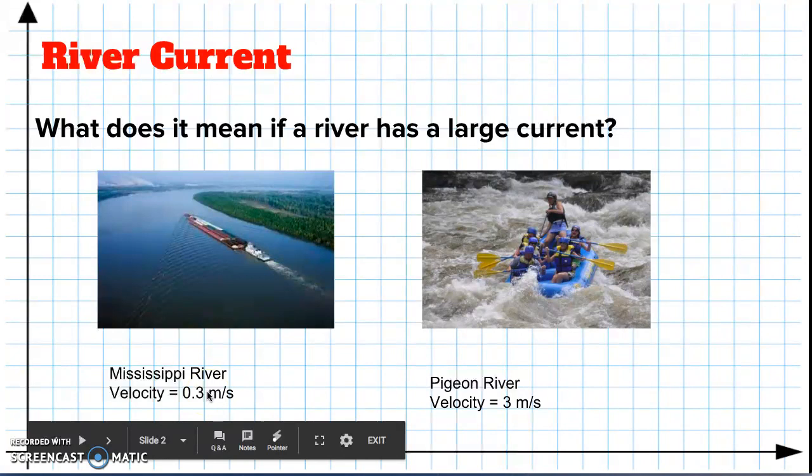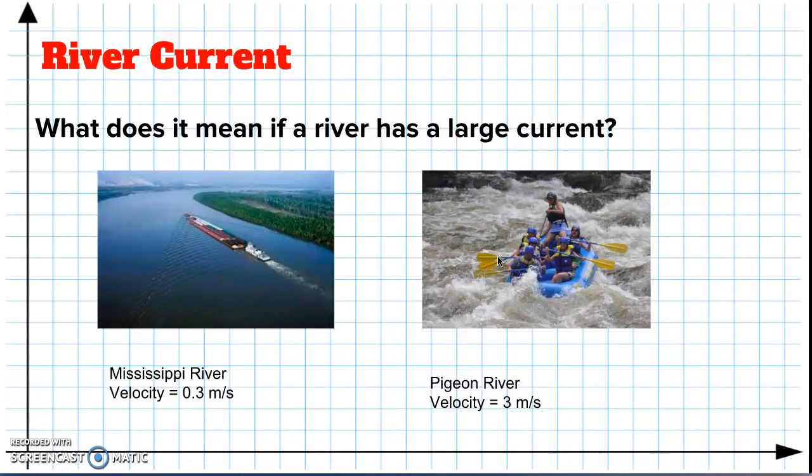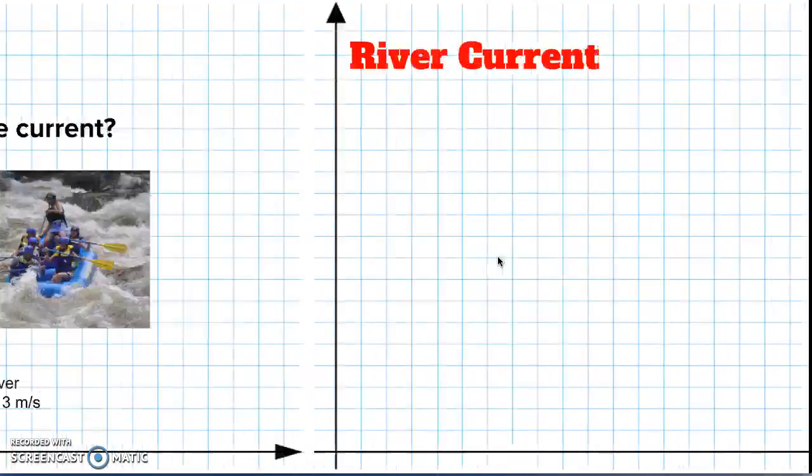It's not very fast. On the other hand, if you've been to Pigeon Forge or Gatlinburg, you may have gone rafting on the Pigeon River, which is a river which moves very fast. Its velocity is about 3 meters per second. So the question is, if the Mississippi River moves at 0.3 meters per second and the Pigeon River moves at 3 meters per second, which one has a greater current? It's tempting to think that the one that moves faster has a greater current, but that's not really true.